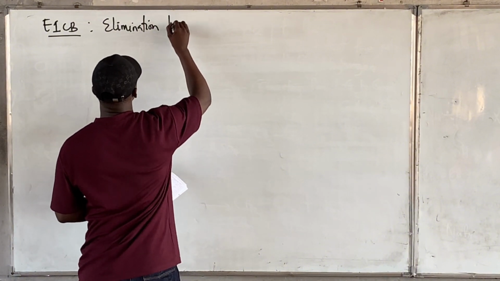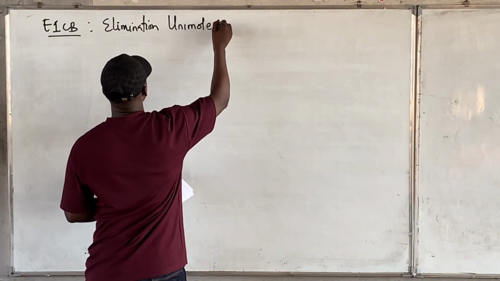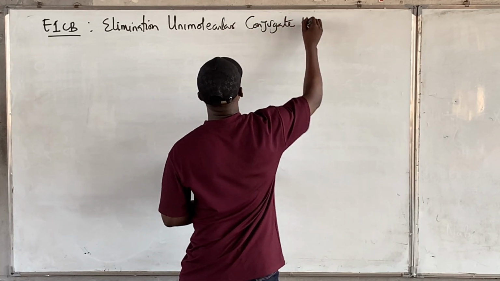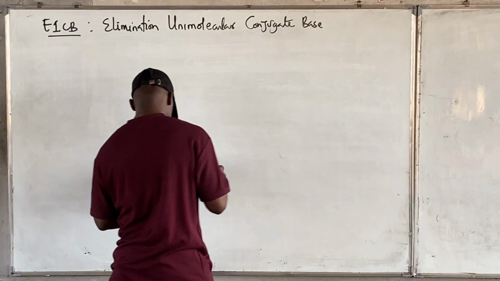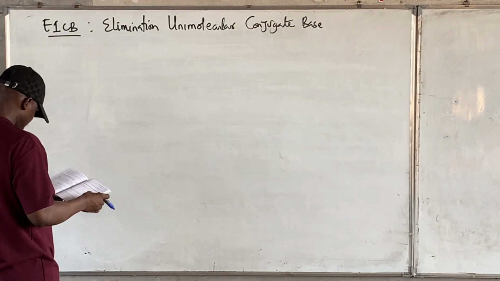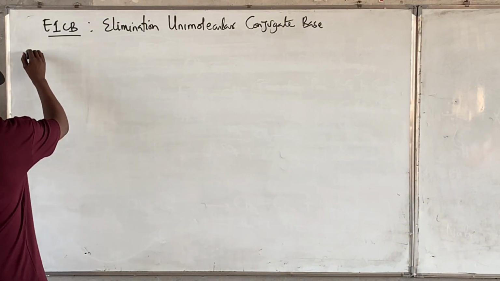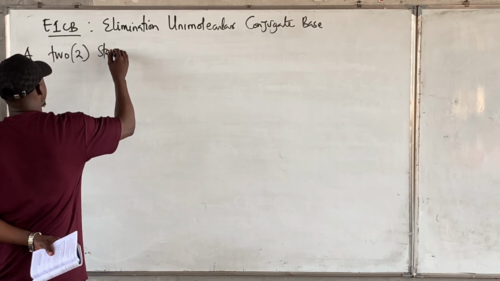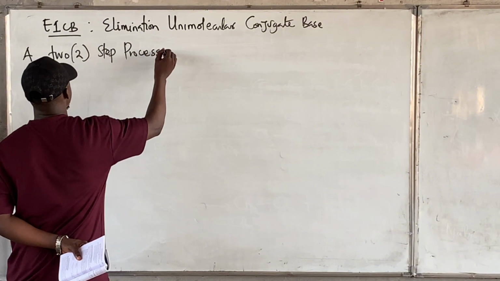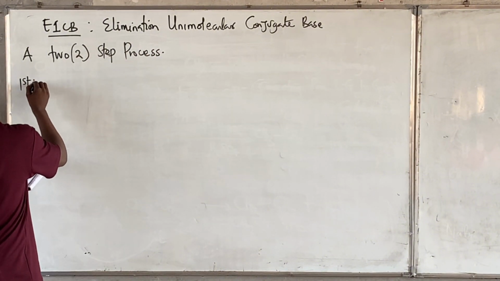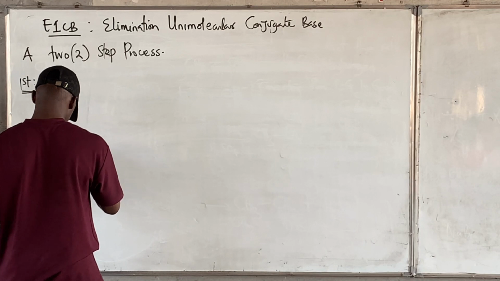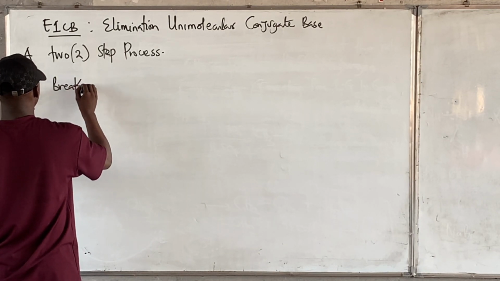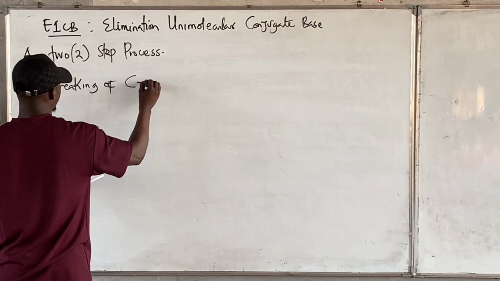Elimination unimolecular conjugate base. It is a two-step process. The first step is breaking of the carbon hydrogen bond.